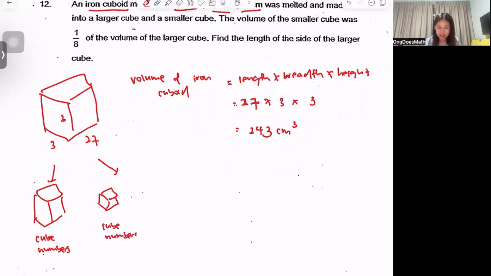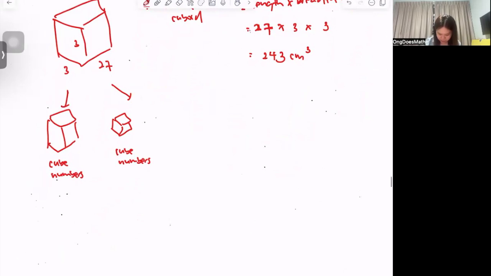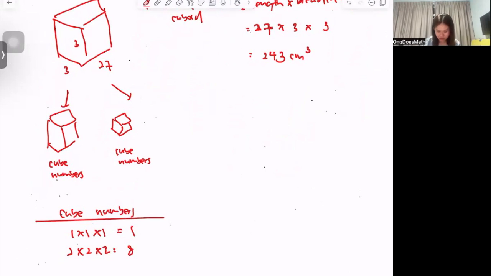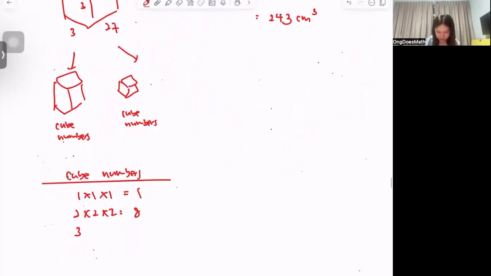So cube numbers are things like this. So 1 times 1 times 1 is a cube number. 2 times 2 times 2, which is 8. 8 is also a cube number. So length times breadth times height. So 3 times 3 times 3, which will give you 27, is also a cube number. So all these are called cube numbers. And the volume is one of, like these 3, for instance.